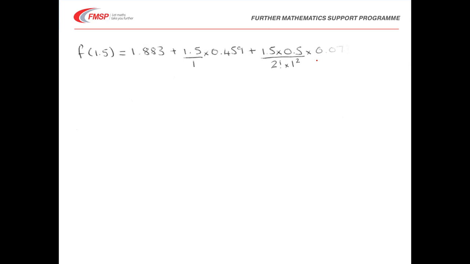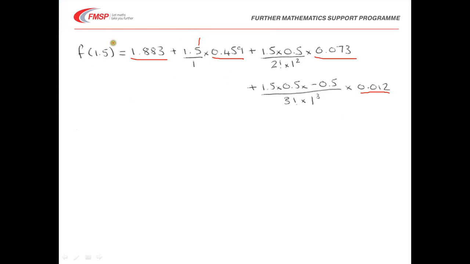So, putting in the values, we end up with Fx0 is 1.883. Delta Fx0 is the first of the first differences, which is where the 0.459 comes from. Delta 2 Fx0 is the 0.073, the first of the second differences, and delta 3 Fx0 is 0.012, the first of the third differences. So that's the first y value, that's the first difference, that's the first second difference, and that's the first third difference.